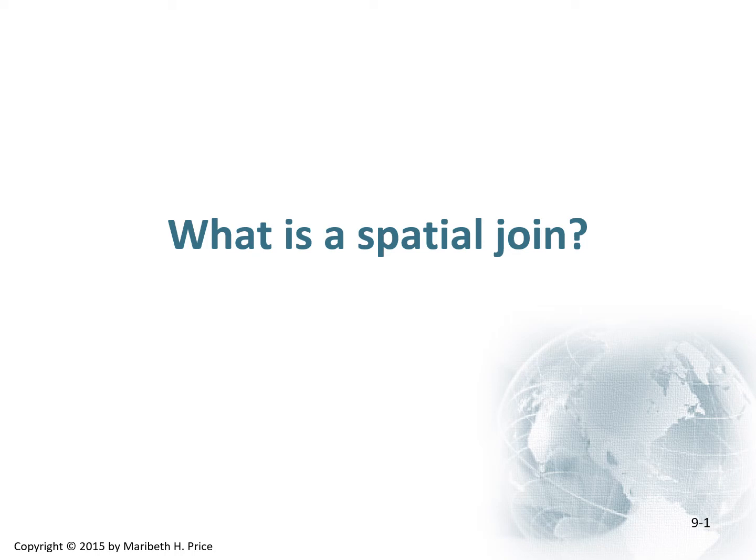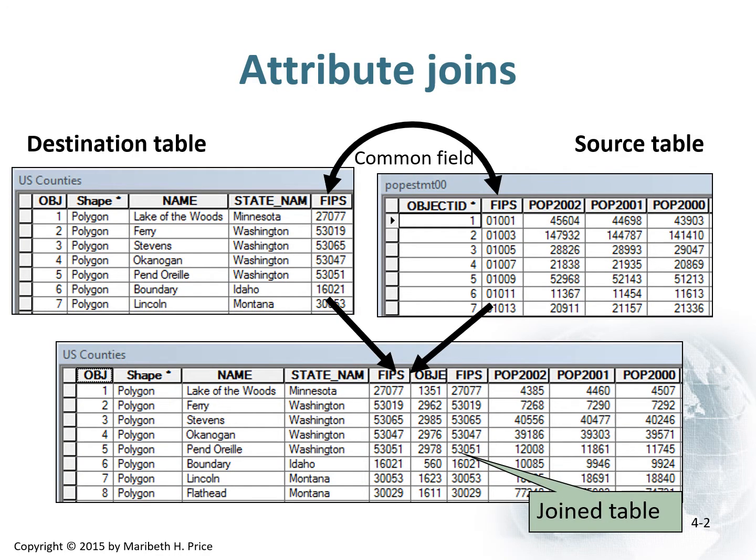Okay, let's talk about what a spatial join is. Thinking back to earlier chapters, we talked about attribute joins where you had a data set and a table or two different data sets, but they had this common field where you could identify the same code in each data set so that you could align or join those based on that.